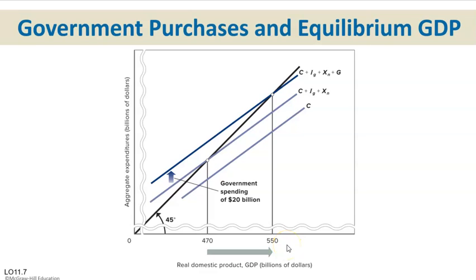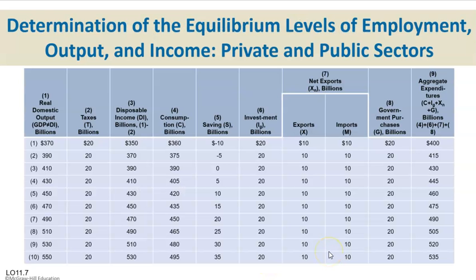So that makes our multiplier 4, because government spending gets multiplied 4 times as much to get our GDP. So government spending is pretty straightforward. We're just going to add it right in, and it's going to add into our aggregate expenditures and GDP. Now let's take a look at taxes, because taxes are a little bit more complicated.